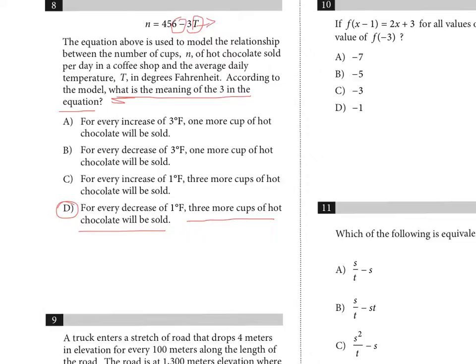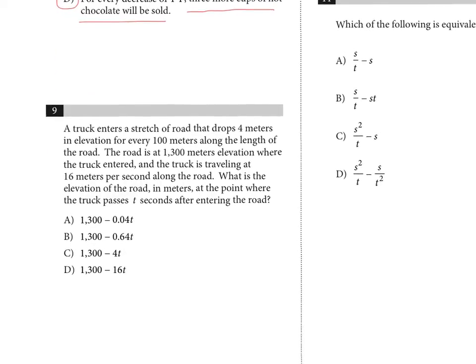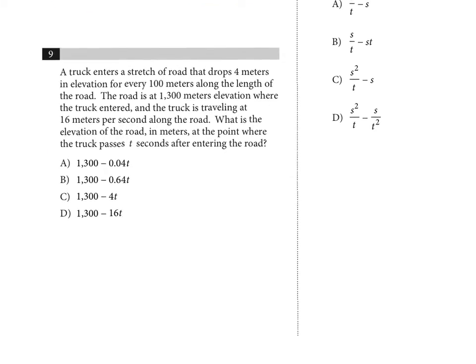Okay. Next problem, number 9. In number 9 it says, okay, Alisa, would you please read that problem? Thank you, Alisa. A truck enters a stretch of road that drops 4 meters in elevation for every 100 meters along the length of the road. The road is at 1,300 meters elevation where the truck entered. The truck is traveling at 60 meters per second on the road. What is the elevation of the road in meters at the point where the truck passes T seconds after entering the road?